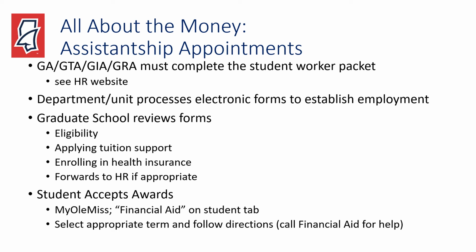After that happens, the student accepts awards. To do this, you'll go into My Ole Miss and click on the Financial Aid tab. It's on the Student tab page. Select the appropriate term and follow the directions. You can also call financial aid for help. It's really important that you accept the awards, otherwise the tuition scholarships that cover part of or all of the tuition when you hold a graduate assistantship will not be applied.